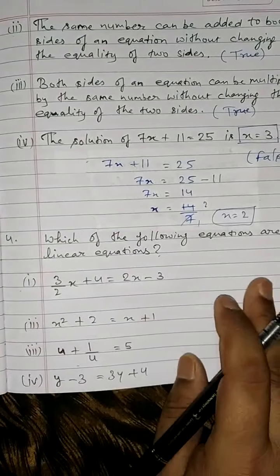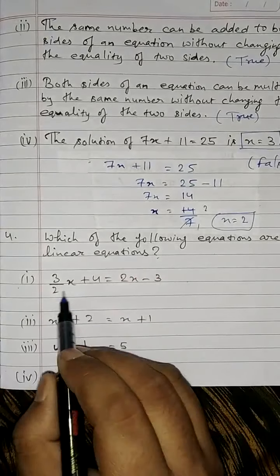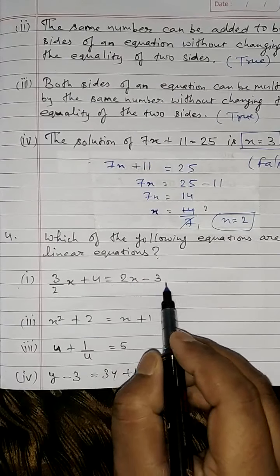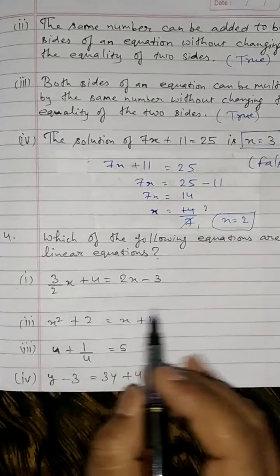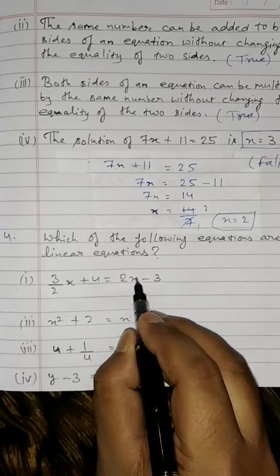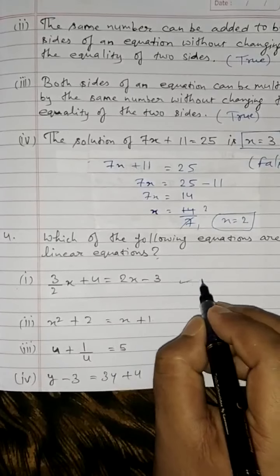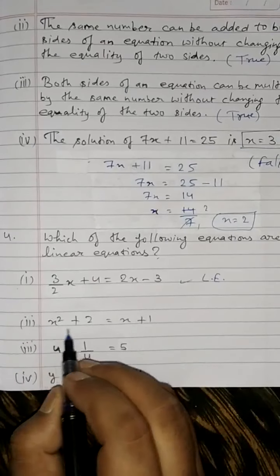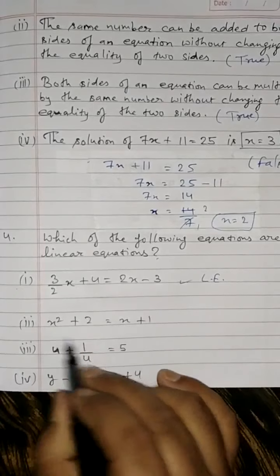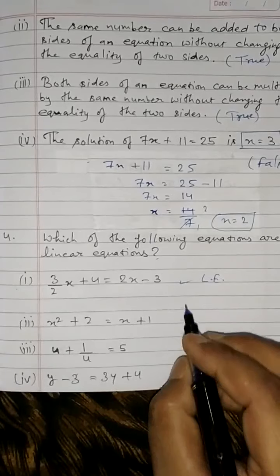Next is, which of the following equations are linear equations? Students, in first part, 3 upon 2 x plus 4 is equal to 2x minus 3. In this first equation, we can see that the variables are in the numerator and there is no power above the variable. So this is a linear equation. Next, x square plus 2 is equal to x plus 1. In this equation, we can see that there is a power of 2 over x. So this is not a linear equation.